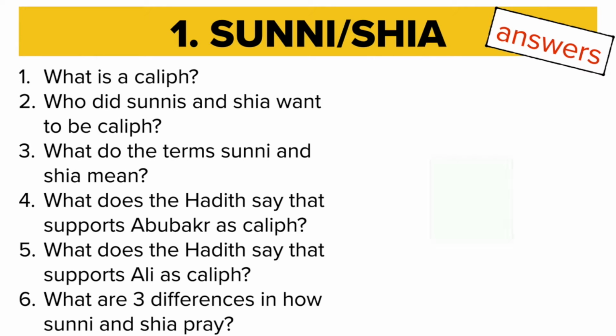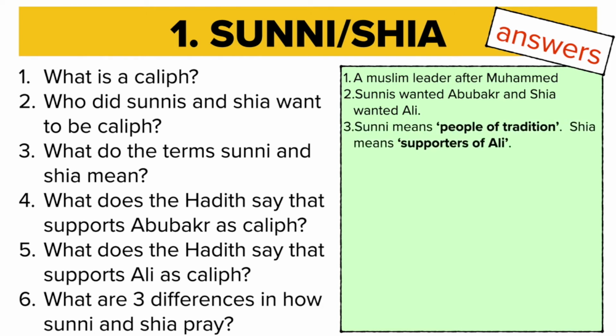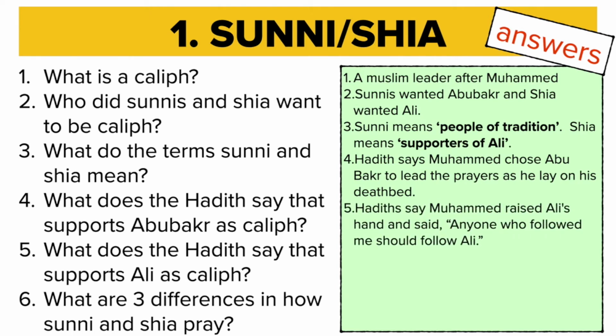So Sunni and Shia. Question 1, a caliph is a Muslim leader after Muhammad. Question 2, Sunnis wanted Abu Bakr, Shia wanted Ali. Now Sunni means people of tradition, and the word Shia means supporters of Ali. Now, when we're looking at our source here, question 4 and 5 are going to both be the hadith. For question 4, this is the Sunni view. The hadith says Muhammad chose Abu Bakr to lead the prayers as Muhammad was lying on his deathbed. So that supports the Sunni view.